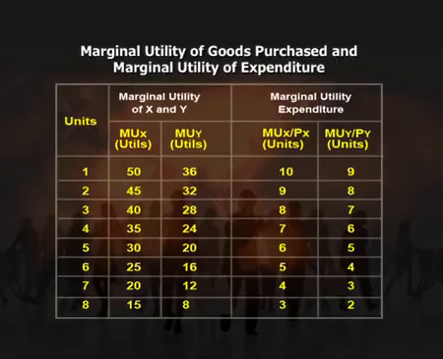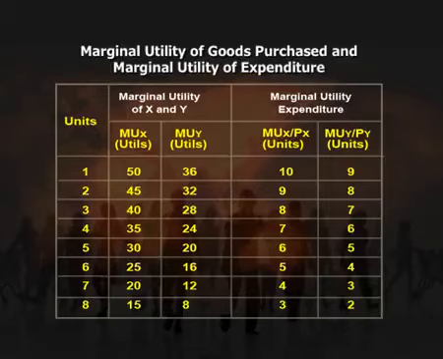Thus, MUX divided by PX and MUY divided by PY would give the marginal utilities of money expenditure on goods X and Y respectively. The law of equimarginal utility can be explained with the help of this table and diagram. Let's see the table of marginal utility of goods purchased and marginal utility of expenditure.